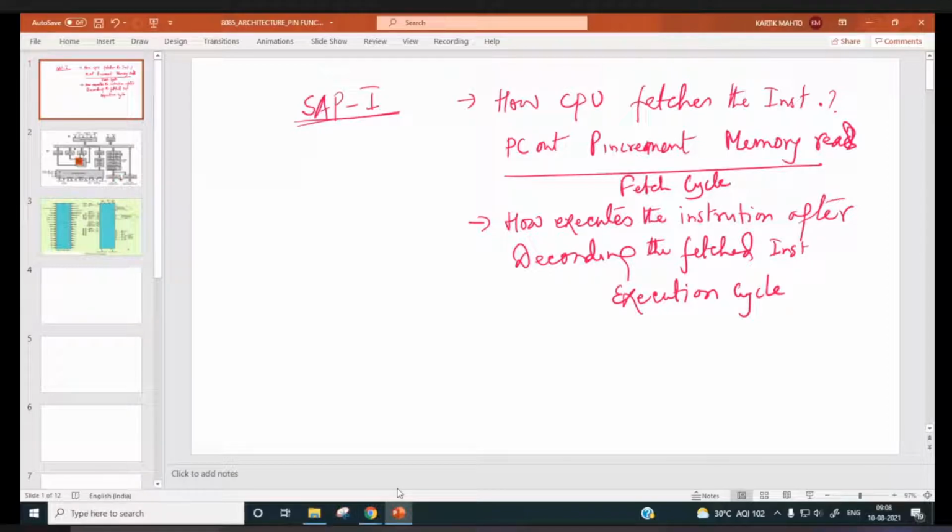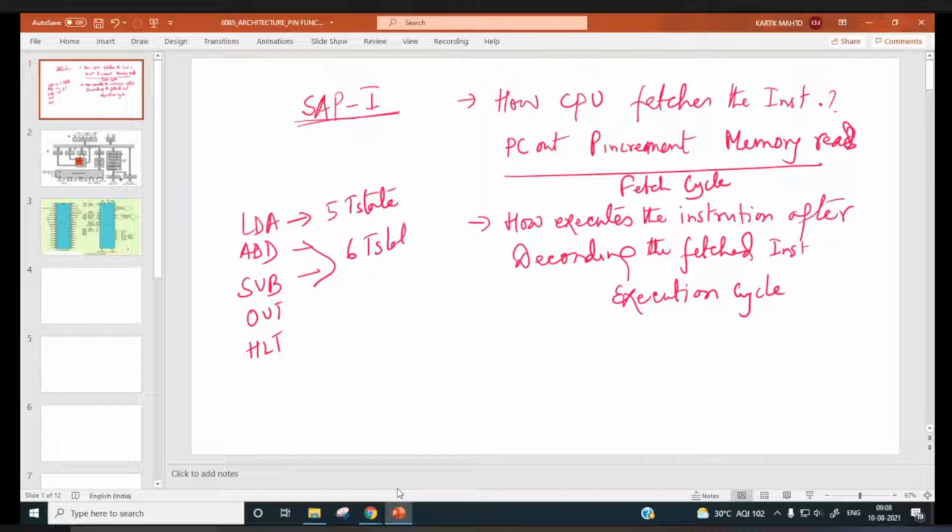Then also, we had only ADD, LDA, SUB, OUT, and HALT instructions. So LDA takes only 5 T states, ADD and SUB take 6 T states, while OUT takes only 4 T states. And our fetch and execution cycles are both of 3 T states.